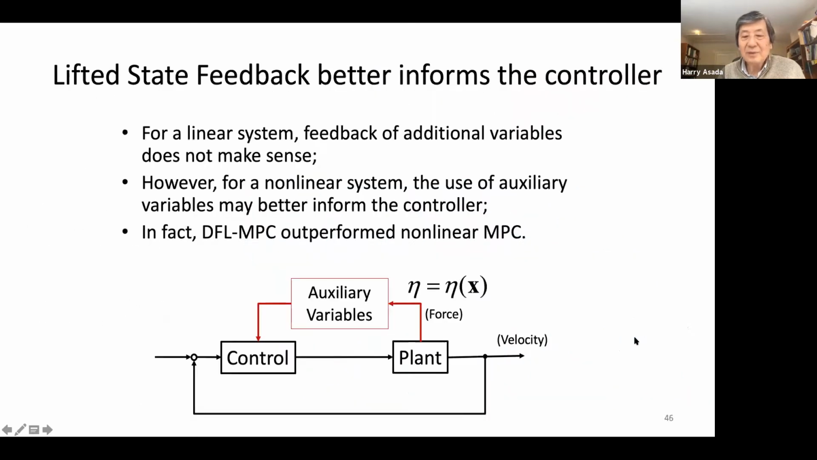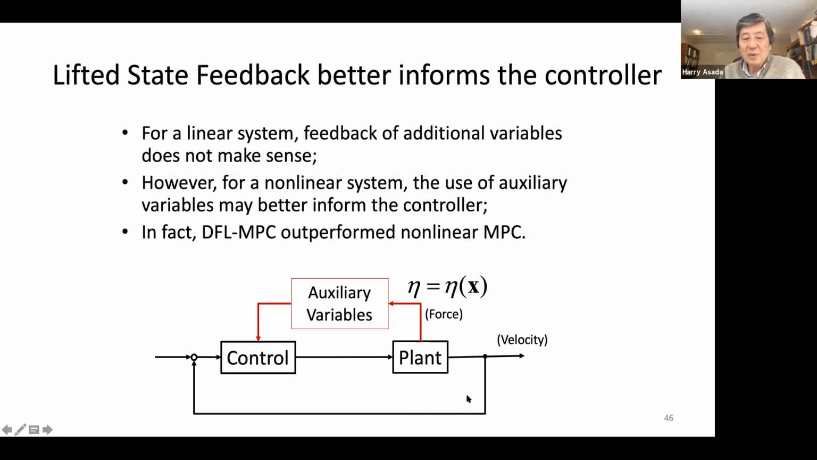And then another interesting point is that lifted state feedback better informs the controller. What I mean by this is the following. For a linear system, feedback of additional variables does not make any sense, right? The state variable is it. That's a complete set of variables to locate the dynamic state of the system, right? So no one really does additional feedback. But for a nonlinear system, the use of auxiliary variables may better inform the controller. So in fact, the DFL MPC outperformed the nonlinear MPC.